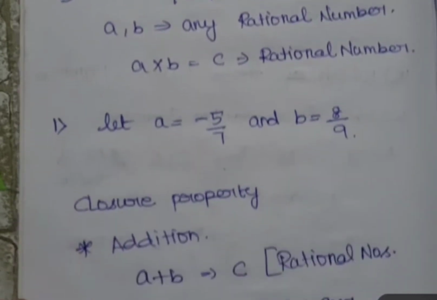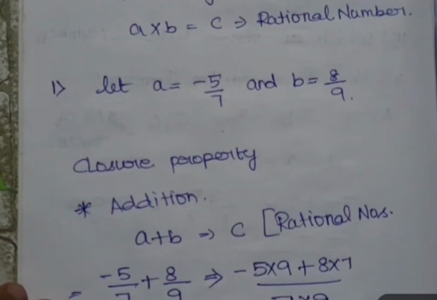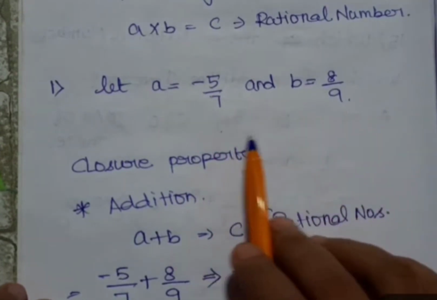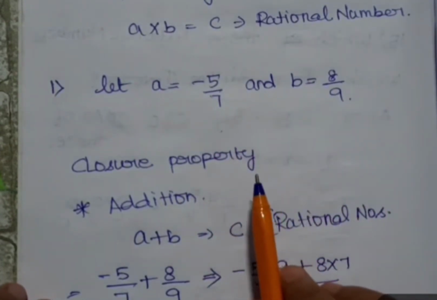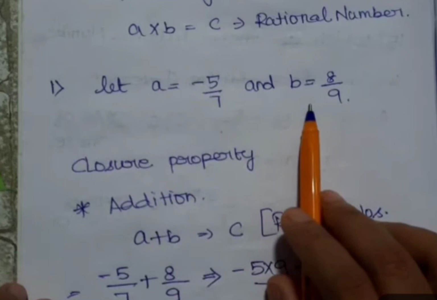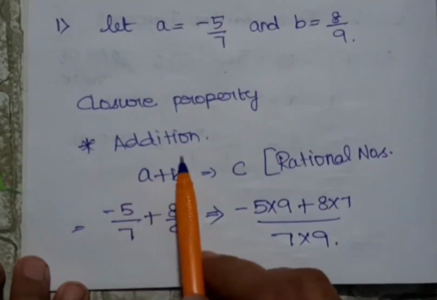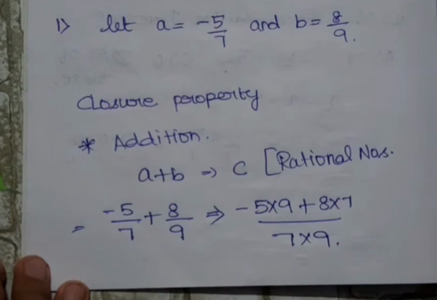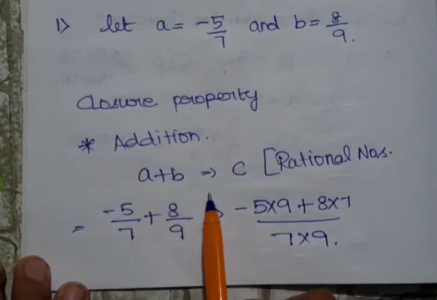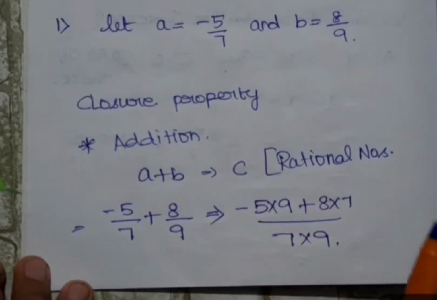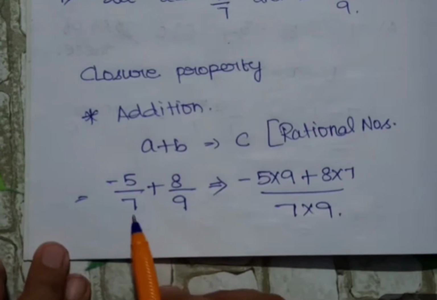So the first example: let A is equal to minus 5 by 7 and B is equal to 8 by 9. This is the first problem for you. They ask us to prove the closure property of addition as well as multiplication. So write the heading closure property, and for addition you have to solve this first. Afterwards you can do the multiplication. What is addition? A plus B belongs to C. C should be rational numbers, or instead of C you can mention Q also.